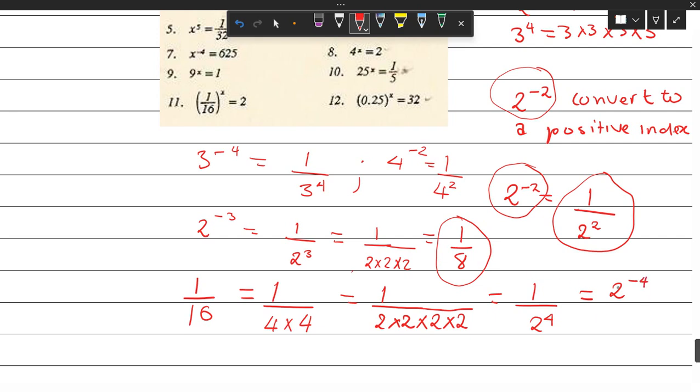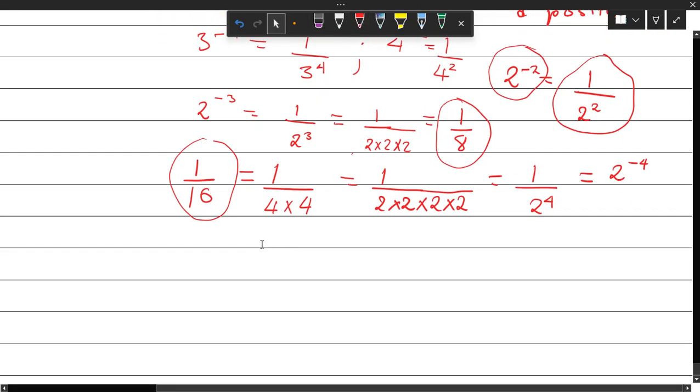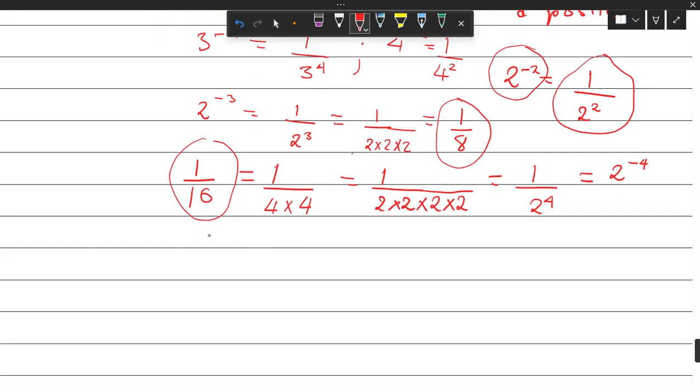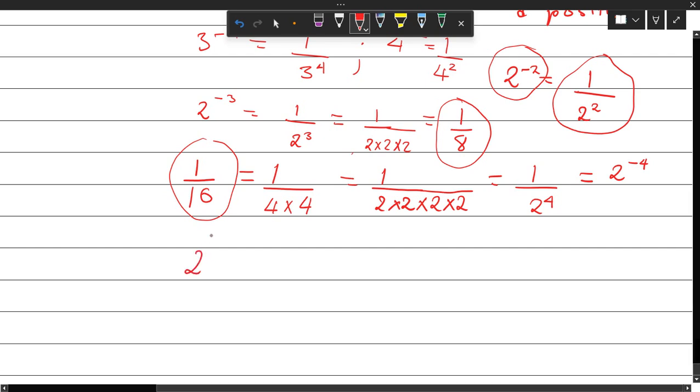Okay, so you need to know how to move from here to here, and vice versa, moving from 1 over 16 to this form, because that's what they use in most of the questions. Another thing you have to know is that there are times when you're given a fraction. So let's say 2 to the power 1 over 3. How do you solve this?